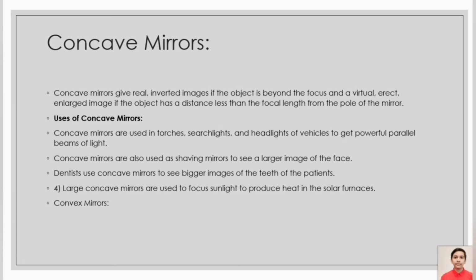Some uses of concave mirrors are: concave mirrors are used in torches, searchlights, and headlights of vehicles to get powerful parallel beams of light. Concave mirrors are also used as shaving mirrors to see a larger image of the face. Dentists use concave mirrors to see bigger images of the teeth of the patients. Large concave mirrors are used to focus sunlight to produce heat in solar furnaces.